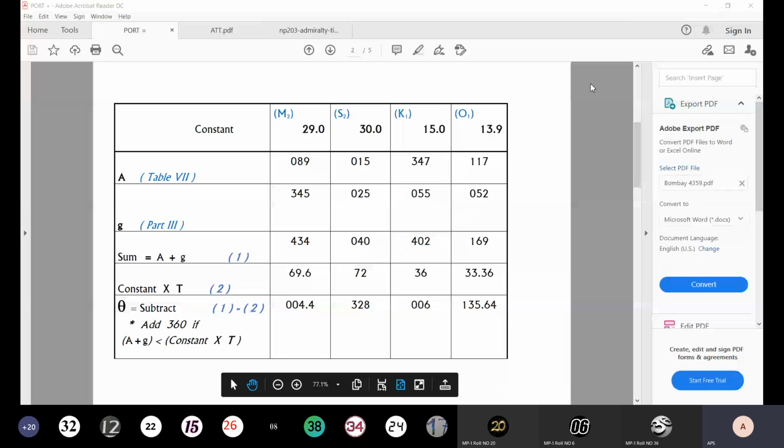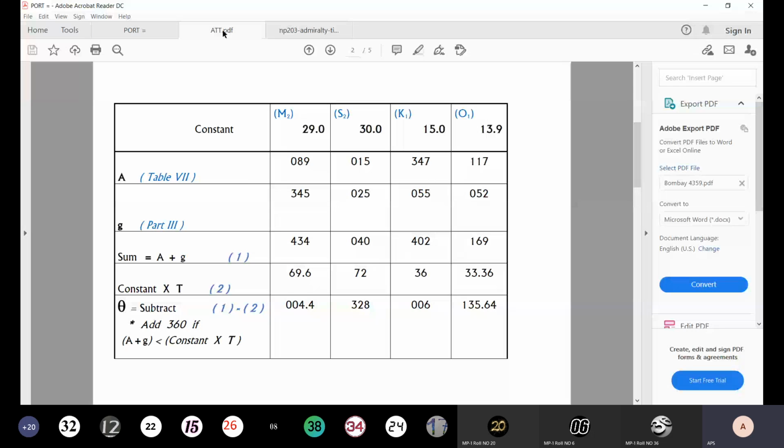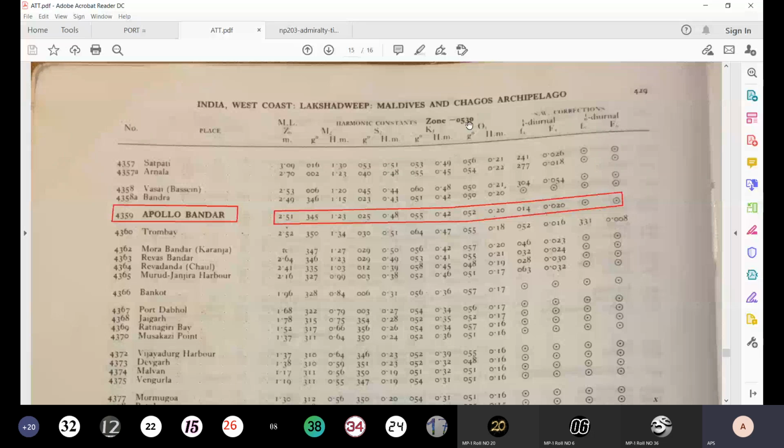Now we'll go for the next value, that is small g, from part 3 under M2, S2, K1, O1. We have to get the values. So go back to that marker for part 3. This is page 429. How do you know it is part 3? You've got harmonic constants M2, S2, K1, O1, shallow water corrections. So definitely it is part 3.